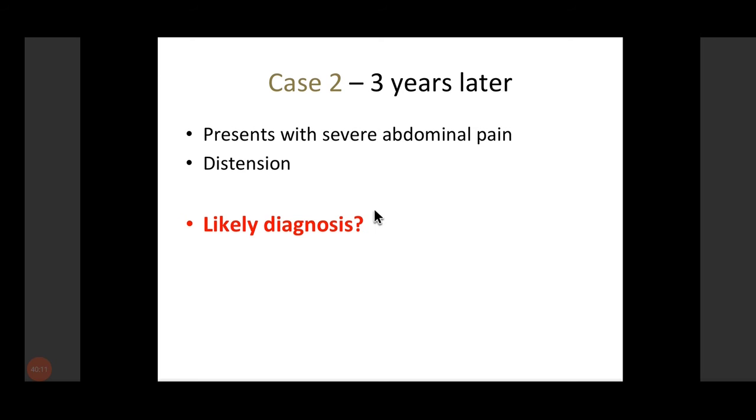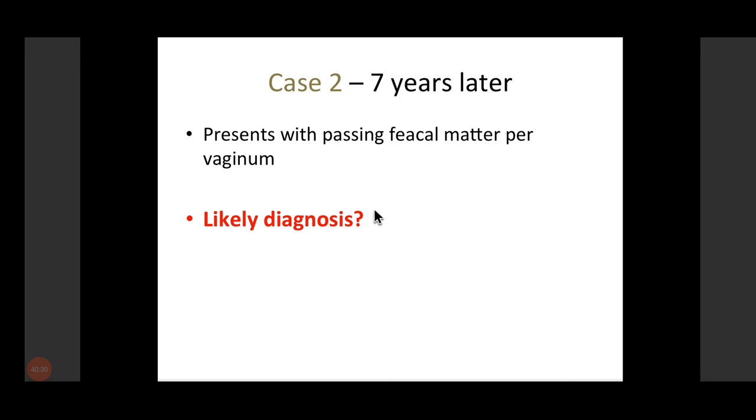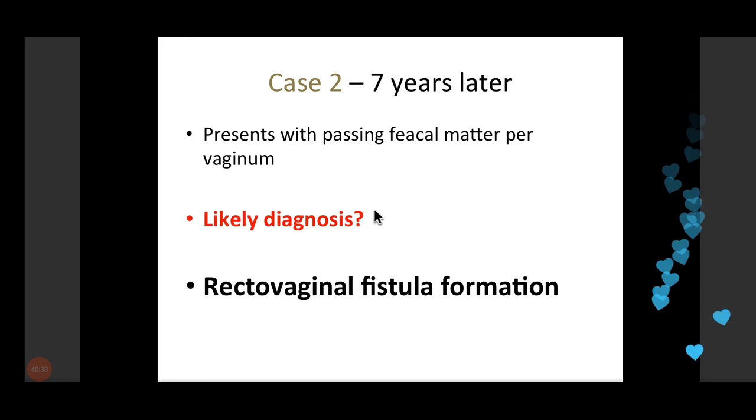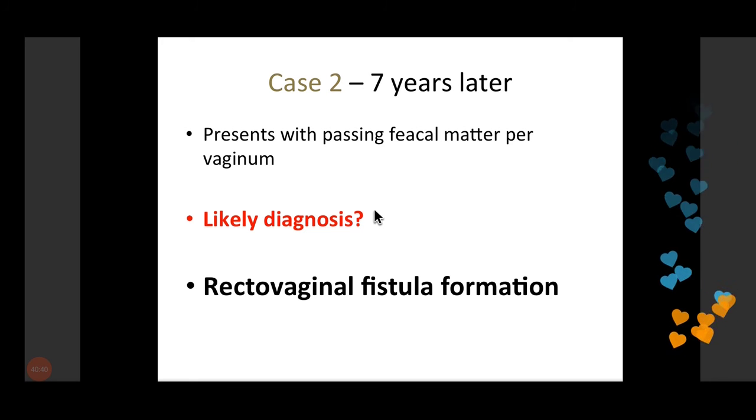Three years later, she presents with severe abdominal pain and distension. The likely diagnosis is stricture formation here. Why? Because there is a stricture, therefore there is distension of the proximal bowel causing abdominal pain. Again, an acute abdominal emergency which may need surgery. Seven years later, the patient presents with passing fecal matter per vaginum. Likely diagnosis, rectovaginal fistula formation, another important complication of Crohn's colitis.